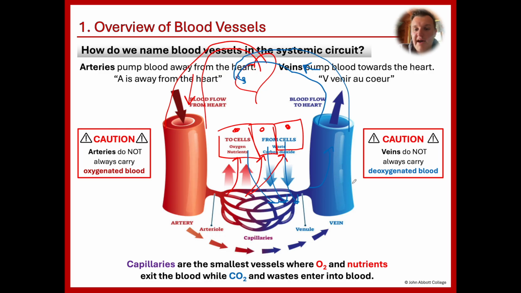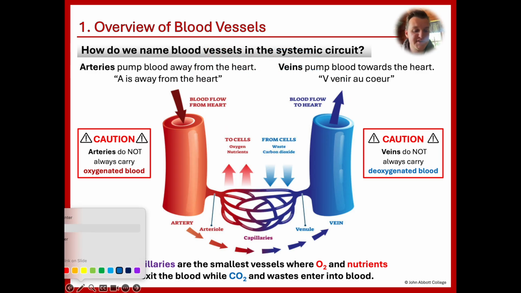Okay, so that's the idea for these loops. Now, I'm just going to say this once, and if it doesn't make too much sense, don't worry, because we're going to revisit this concept. I want you to be careful when you're naming arteries and veins, because the pure definition of an artery is it brings blood away from the heart, and a vein will bring blood towards the heart, right? So arteries do not always carry oxygenated blood.